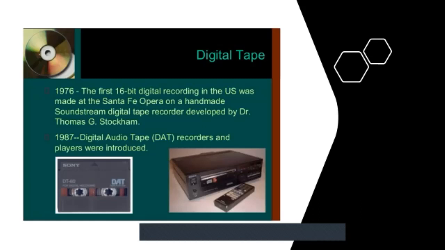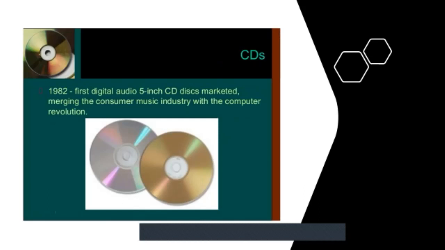And in 1987, the crazy 1980s, is when the digital audio tape, also commonly known as DAT, recorders and players were introduced. The tapes were similar to cassette tapes, the same kind of mechanism, but much smaller and sturdier. And of course, this was digital recording.